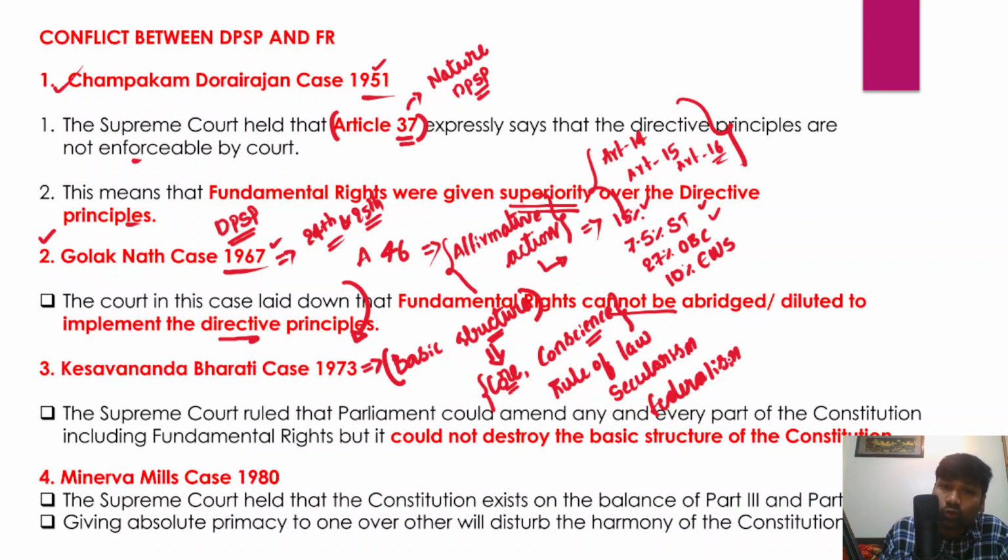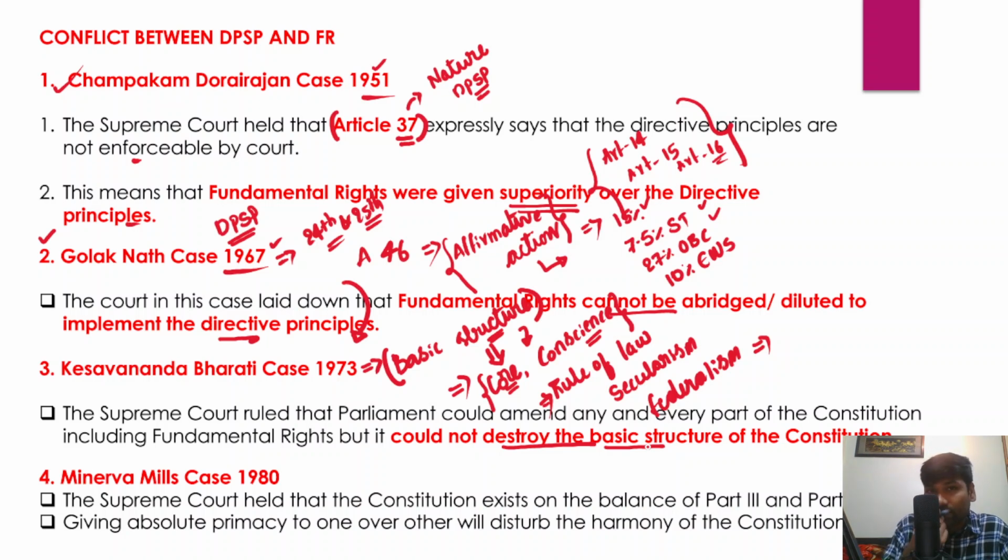So that is how the Supreme Court has laid down the basic structure doctrine through the Keshavananda Bharati judgment. However, in this judgment, what has the Supreme Court held? The Supreme Court has said that Parliament can amend or abridge any of the fundamental rights. Parliament can amend any part of the Constitution, but subject to one particular condition, that Parliament cannot destroy the basic structure of the Constitution. And this is what the Supreme Court has held.